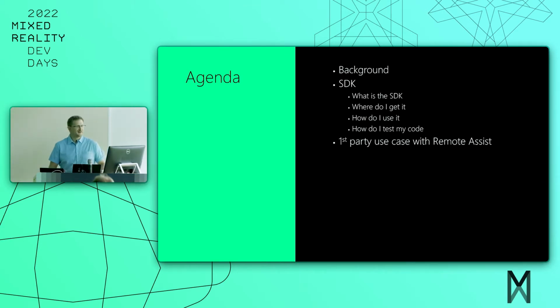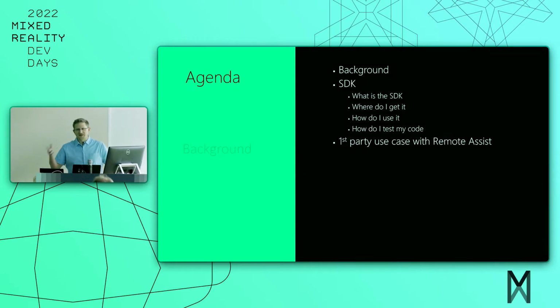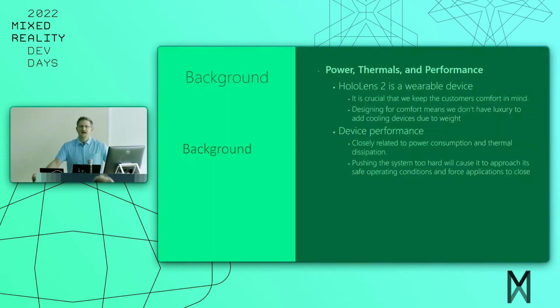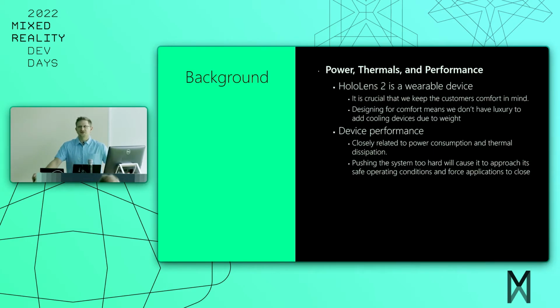So background about power, thermals, and performance. Well, the first thing to mention is that HoloLens is obviously a wearable device. And because of that, it's really crucial we're thinking about customer safety and comfort all the time. So this means that when we're thinking about comfort, we're also thinking about how much weight is on the head. And because of that, we minimize things like having active cooling devices such as fans.